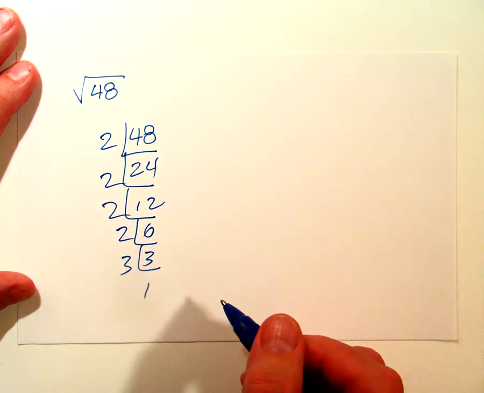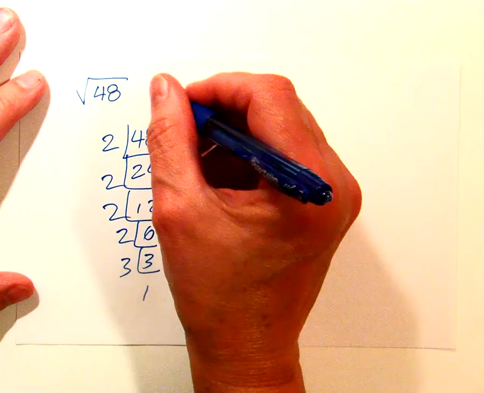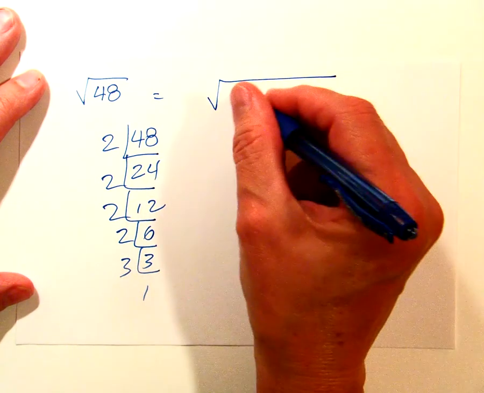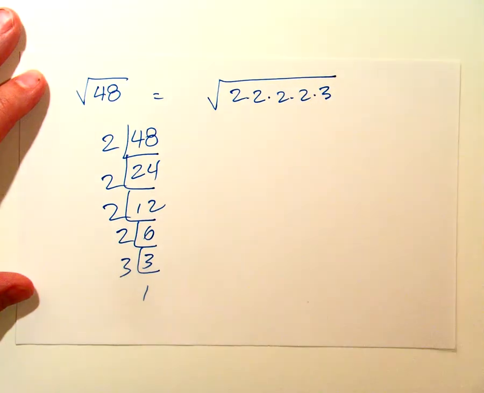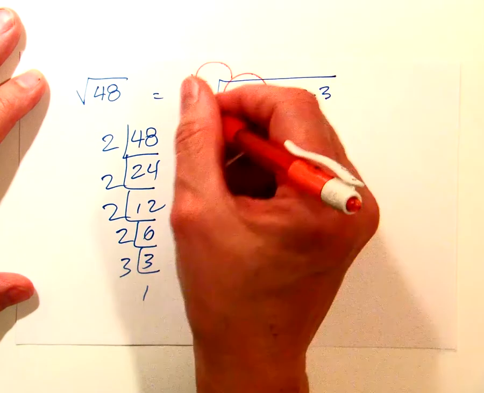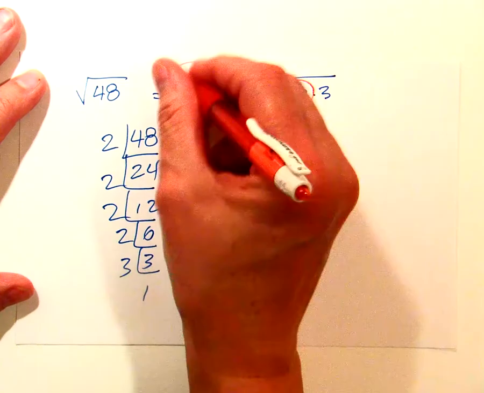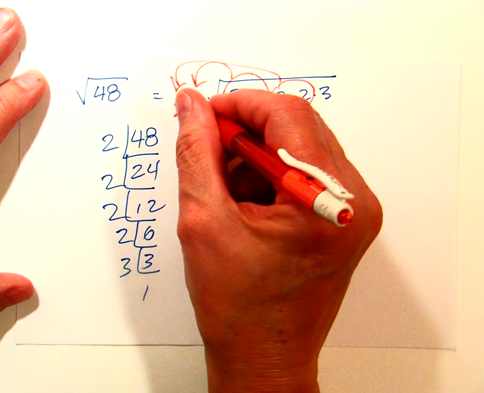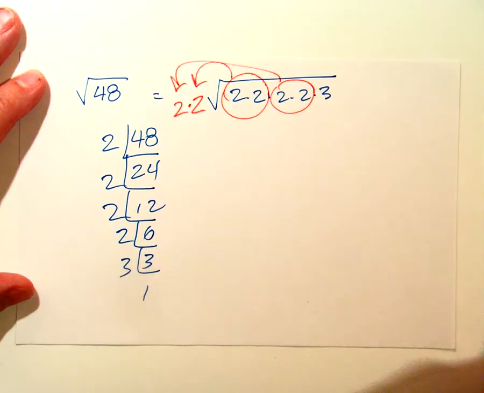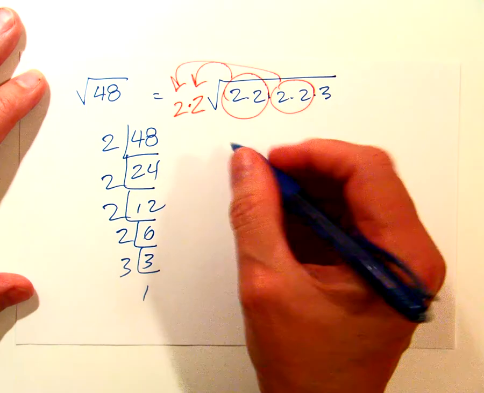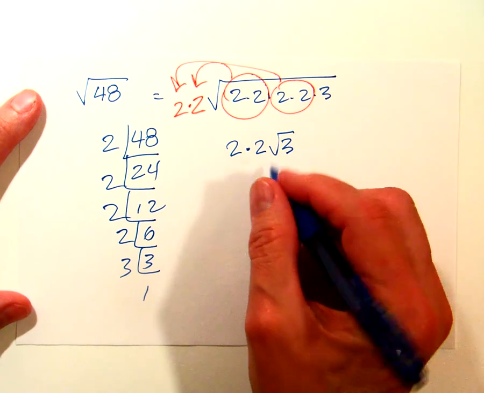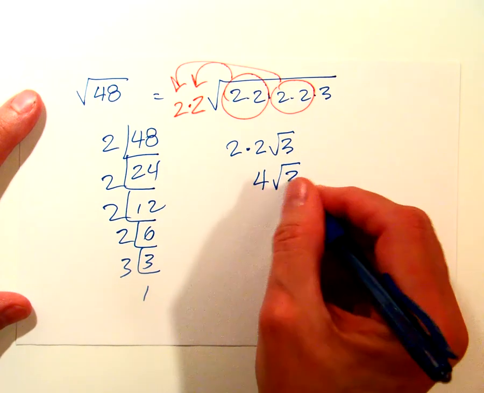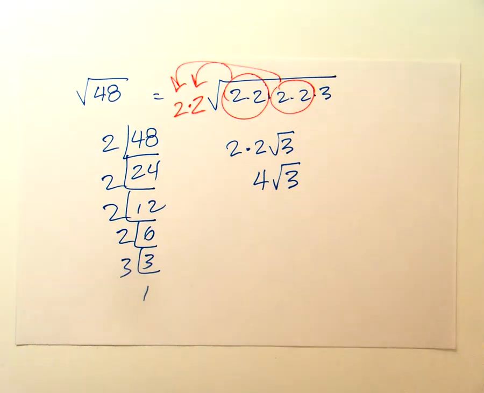Look, I'm done, and I'm old. Hopefully you're done. So the square root of 48 is the square root of 2 times 2 times 2 times 2 times 3. Happy couple of 2's, another happy couple of 2's. I wonder if they're cousins. And 3 is a lonely only. So now we can rewrite that as 2 times the square root of 3. And remember that we'll go ahead and simplify that to 4 times the square root of 3.